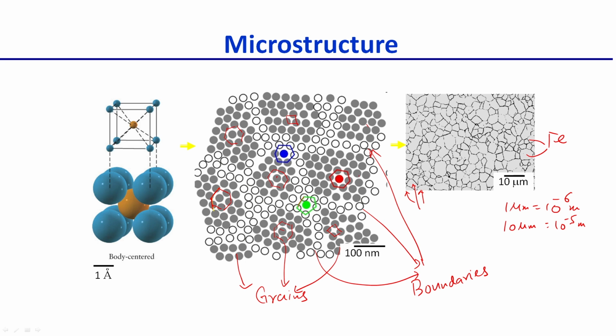I already talked about it, and then between two grains you will have boundaries where the atoms are not arranged properly, haphazard. That is why they are called grain boundaries. So, in this way you can form the whole microstructure.